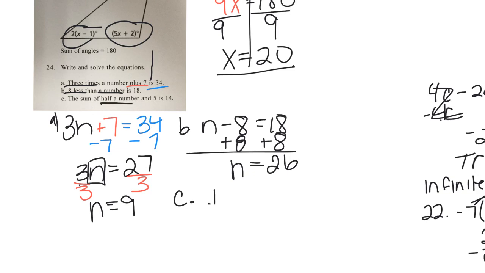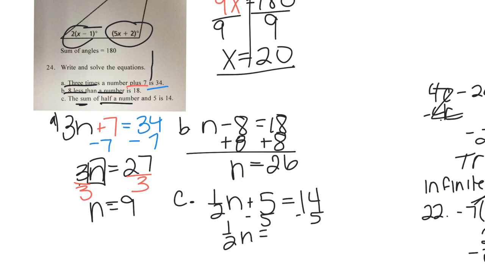And C, the sum of half a number and 5. So half a number, 1/2 n. What are we doing? We're adding that, and 5 is 14. And that's 1/2 n. We're going to subtract 5. 1/2 n equals 9. And then we're going to multiply by the reciprocal, 2 over 1. And n equals 18. So again, on these, you get 1 point for the equation and 1 for your answer.